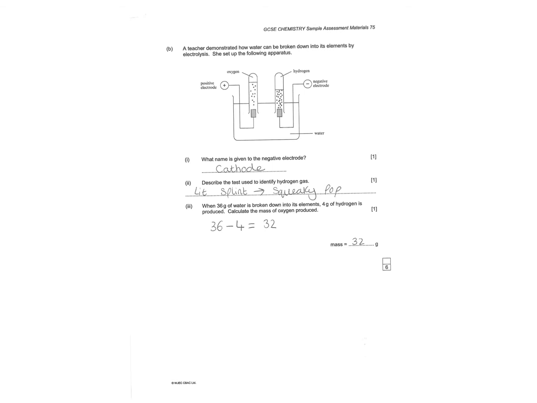Next one then says, what is the name given to the negative electrode? That is the cathode. If you were struggling, remember the little anagram I taught you: PANIC, positive anode, negative is cathode. Describe the test used to identify hydrogen gas: lit splint, squeaky pop.